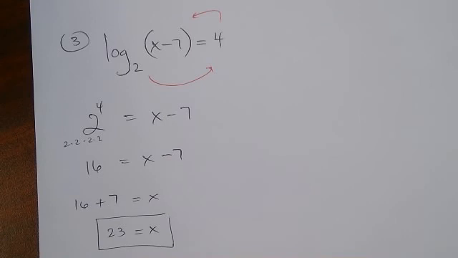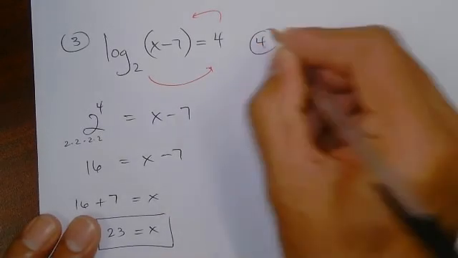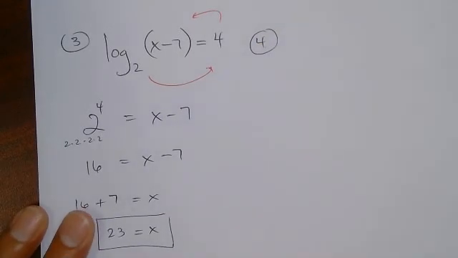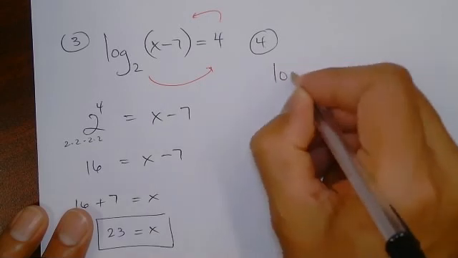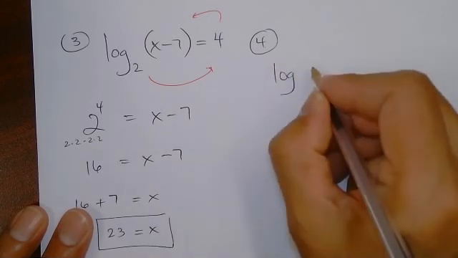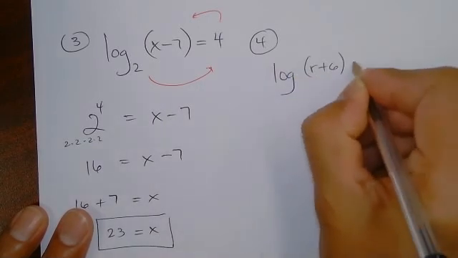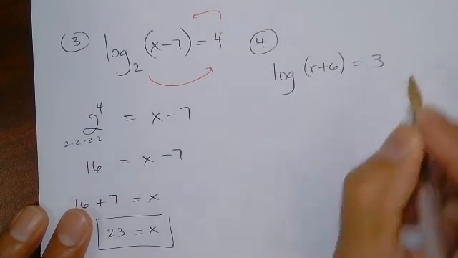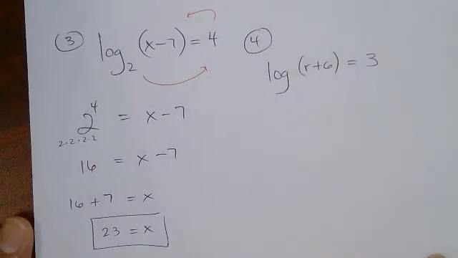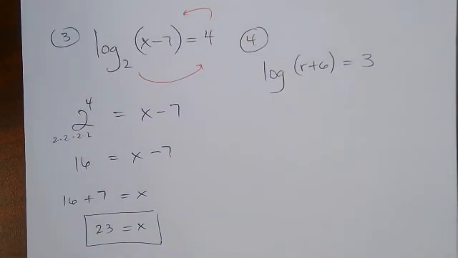So what are we doing? We're having problems here that are in logarithmic form. You're changing them to what? Exponential form, and then you're solving them, right? Number 4. Okay, let's see if anybody gets this. Let's see who remembers something right here. That's number 4.